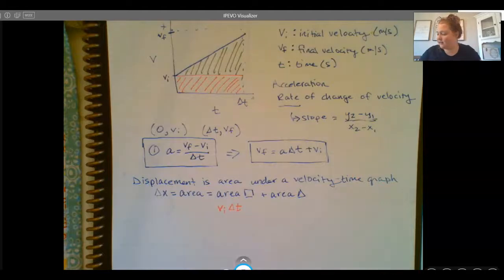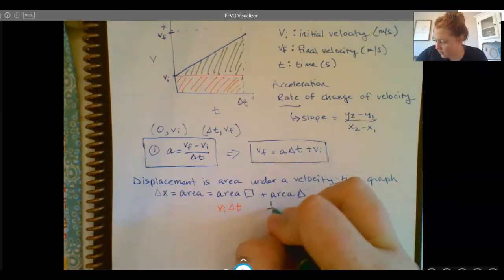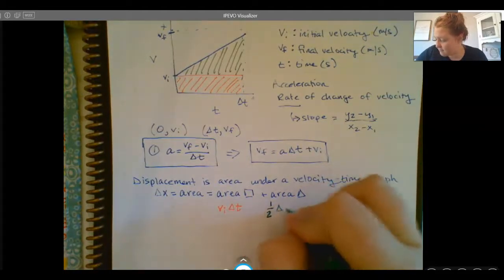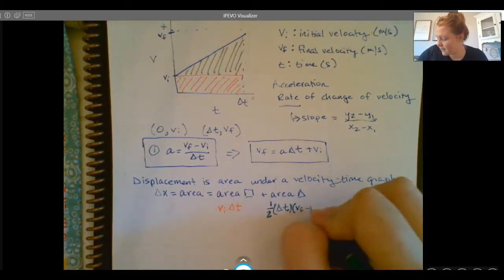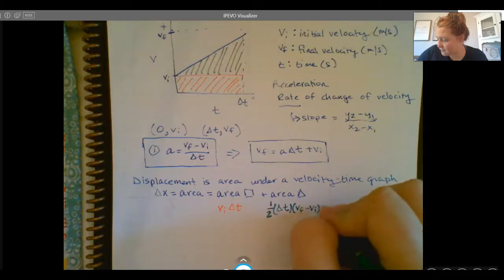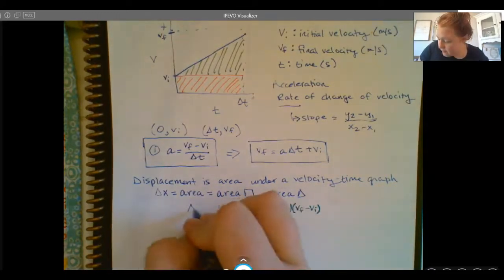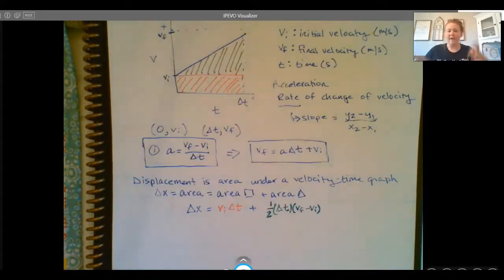Now the area of the triangle is going to be 1/2 base times height, so 1/2 the base, which is delta t, times the height, which is VF minus VI. So my total displacement equals this equation here. Now, this is not the second equation that we're trying to get to.